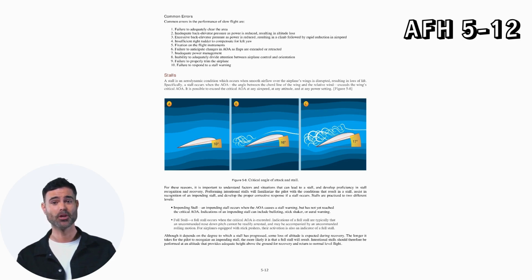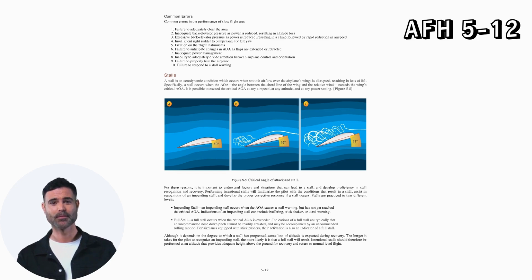Performing intentional stalls will familiarize the pilot with the conditions that result in a stall, assist in recognition of an impending stall, and develop the proper corrective response if a stall occurs. Stalls are practiced to 2 different levels. Impending stall. An impending stall occurs when the AOA causes a stall warning but has not yet reached the critical AOA. Indications of an impending stall can include buffeting, stick shaker, or oral warning.